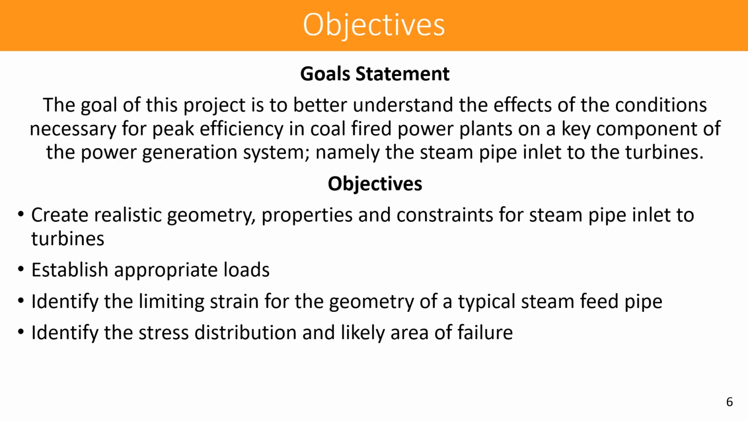So the goal of the study is to better understand the effects of the conditions necessary for peak efficiency in coal-fired power plants on key components of the power generation system, namely the steam pipe inlets of the turbines. The objectives required to meet this goal are to create a realistic geometry, apply the properties of P91 steel to that geometry, and constrain it appropriately like it would be in a realistic setting.